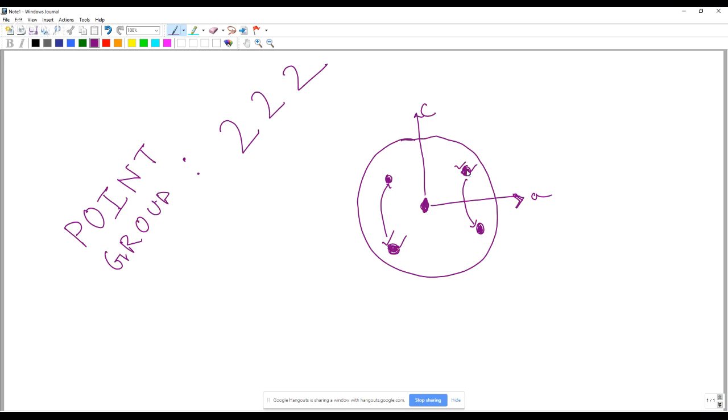But now when we apply the two-fold parallel to the A axis, the point which was above the AC plane will go below the AC plane after the 180-degree rotation. So to represent this point uniquely from the other point, we represent this particular point as an open circle.